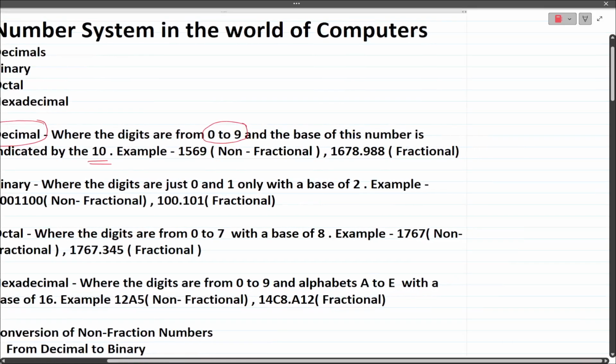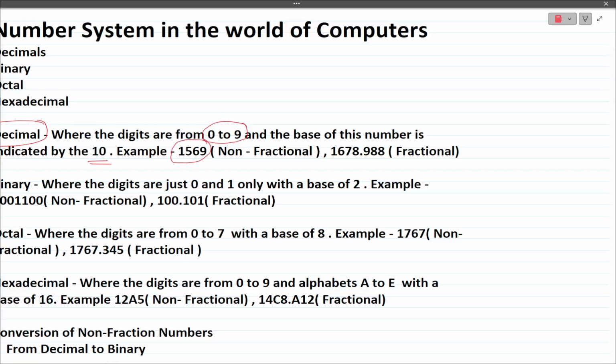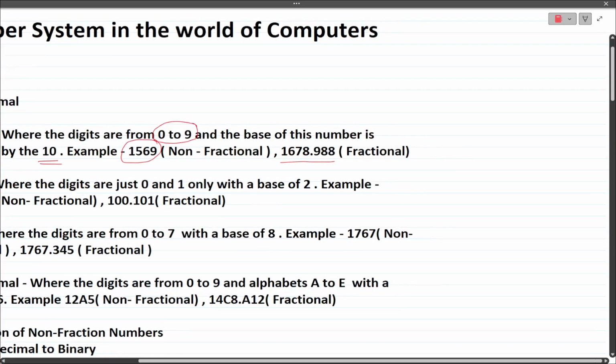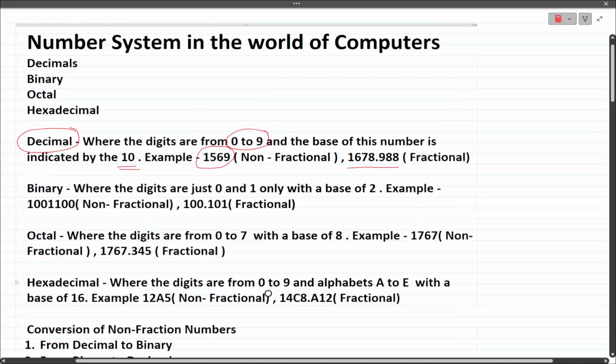And here it's already mentioned non-fractional. I have already mentioned an example of a non-fractional decimal number, that is 1569. And if I will be considering fractional numbers, then you can see I have taken 1678.988. If you will be observing each digit, that is between 0 to 9. But here I have not mentioned another important thing, that is base. Base needs to be mentioned every time.